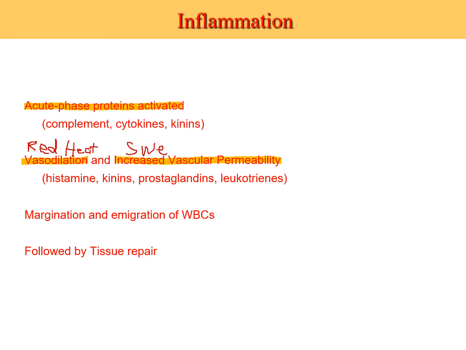Okay, so we have rubor, calor, tumor, and the pain is caused by the effect of some of these molecules that are being released. When we look at all of these things, I can tell you certainly that histamine is an important part of the swelling and vasodilation that you see with the inflammatory response. And histamine is produced from degranulated basophils. Degranulation of the basophils will cause histamine release. There are other molecules, kinins, prostaglandins, leukotrienes, that can mediate some of these.